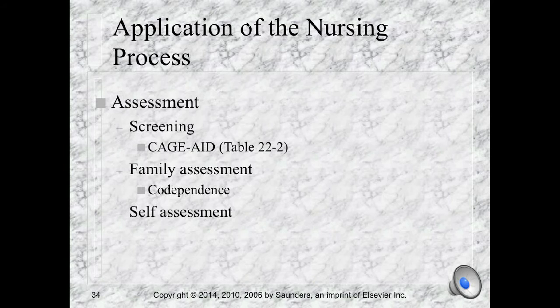So CAGE. We talked about CAGE when we talked about cutting back on drinking: have people been annoyed with you because of your drinking, do you feel guilty, do you have to drink more to get going again, kind of thing.